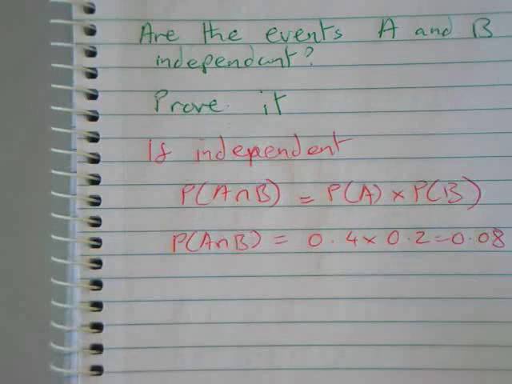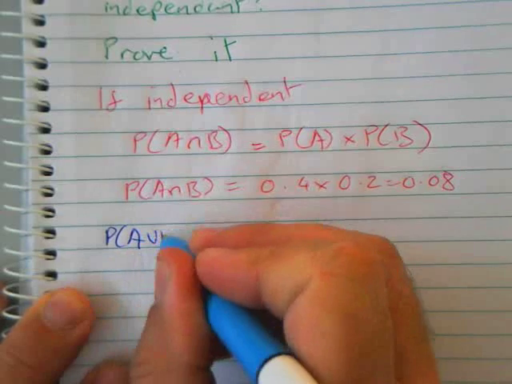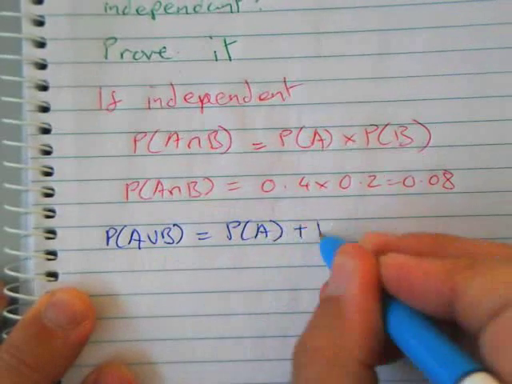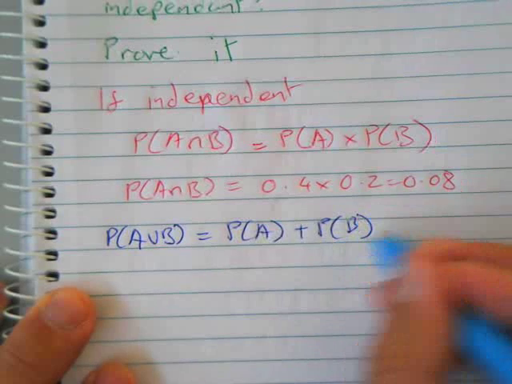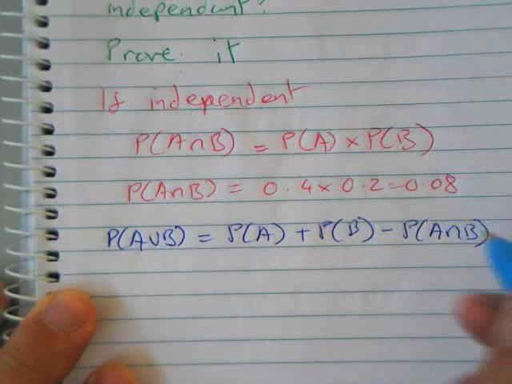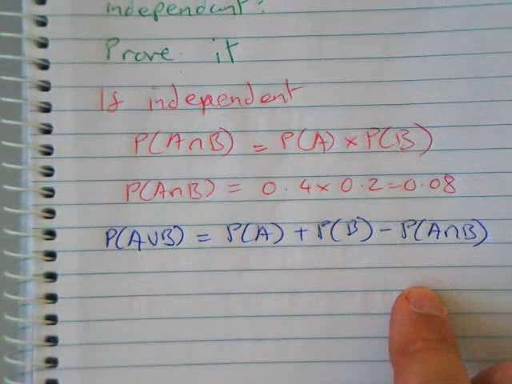But we've also got the standard formula, and the formula, as you know, is that the probability of A union B equals the probability of A plus the probability of B minus the probability of A and B. Remember, when we've got the two, we're counting them twice, so we have to take one set of that away. So now what we're going to do is just chuck our numbers in.